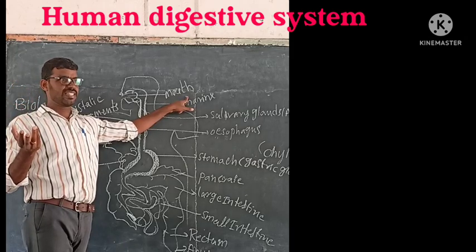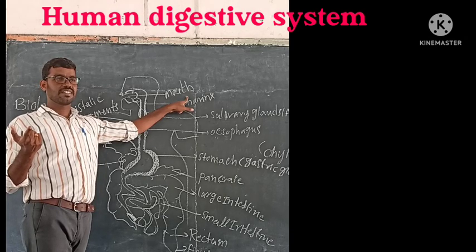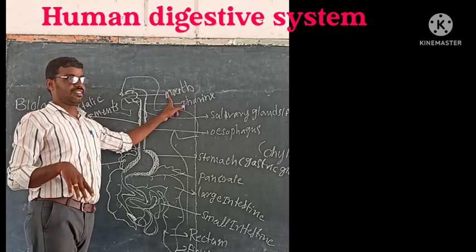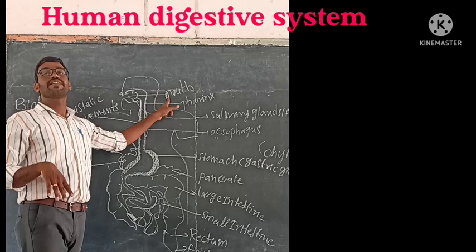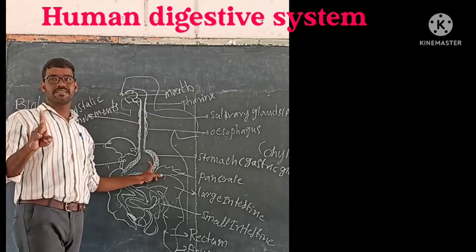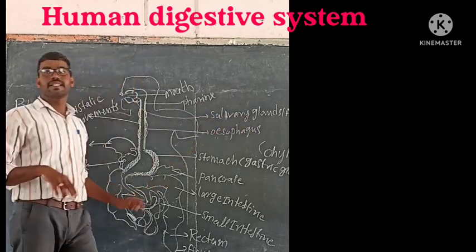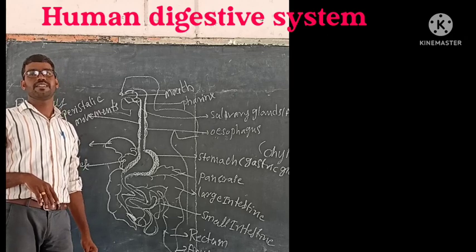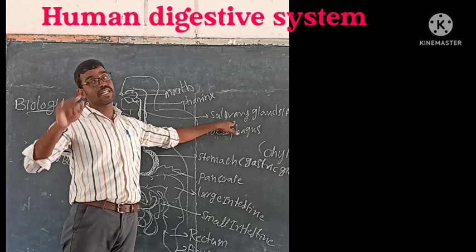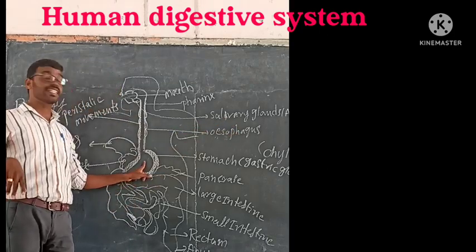Do you know basic and acids? You don't know acids and bases also? Acids are sour in taste. Bases are bitter in taste. Okay? So is acidic nature present in the saliva? No. Basic nature is present in the saliva. So carbohydrates are digested in the saliva. But here we can see acidic nature is there.